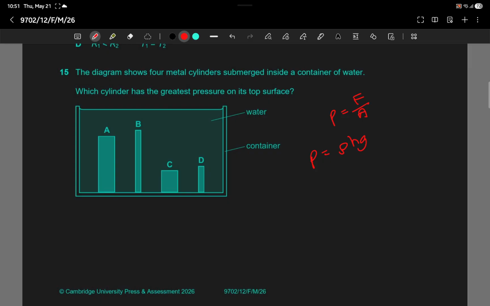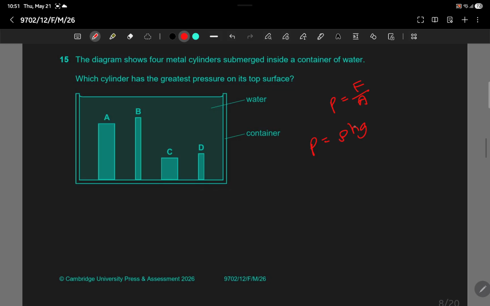Okay, so which cylinder has the greatest pressure on its top surface? All cylinders are in the same liquid, water, so the density won't really matter, so this is not going to work. But what about the depth? The depth here is at different points.